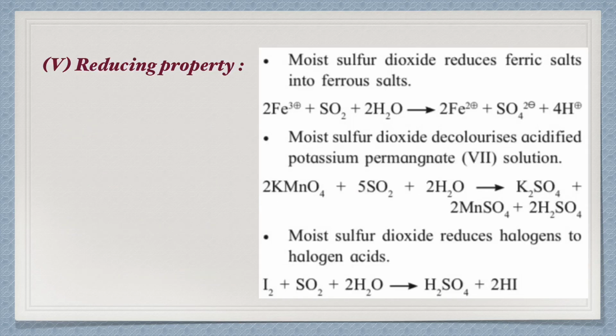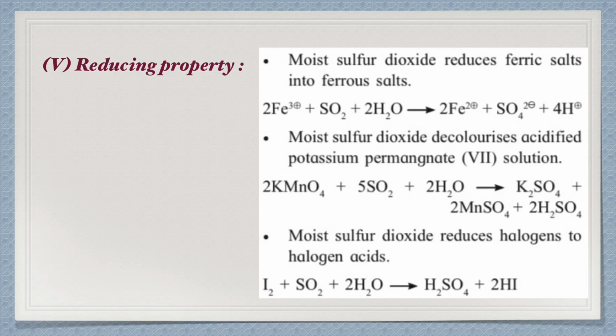Now we learn the reducing property of sulfur dioxide. First one, moist sulfur dioxide reduces ferric salts into ferrous salts. First you have to understand what is ferric and what is ferrous. Ferric is Fe3+ and ferrous is Fe2+. Always remember, lower oxidation state will get -OUS and higher oxidation state will get -IC. So it will be 2Fe3+ reacts with sulfur dioxide plus 2 molecules of water to give 2 molecules of Fe2+, SO4 2-, plus 4H+.